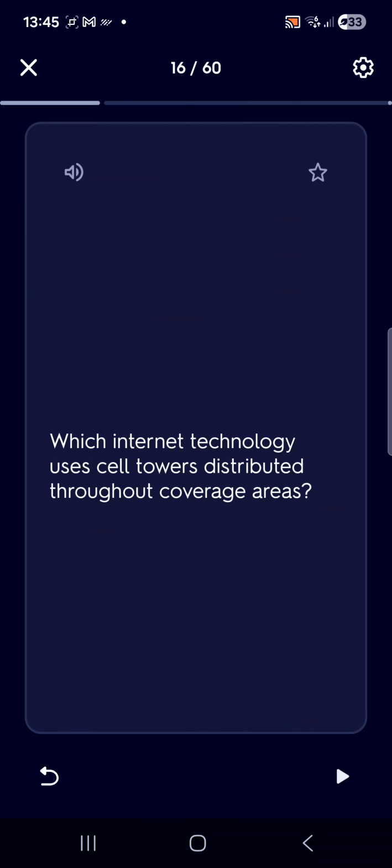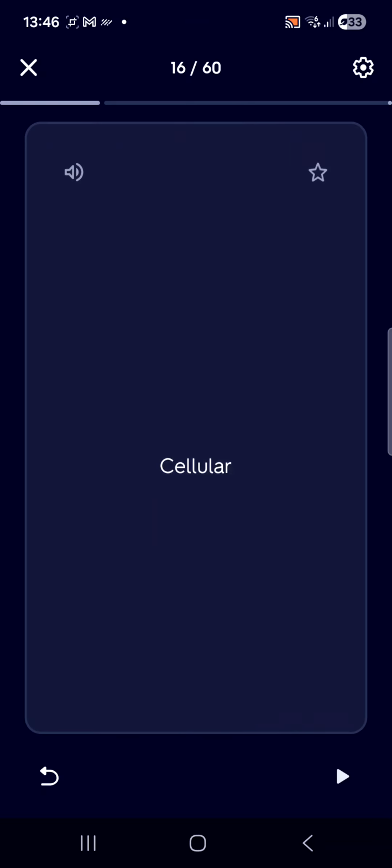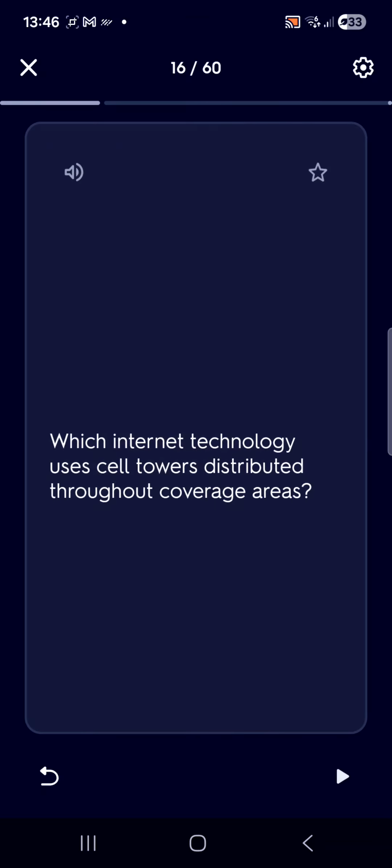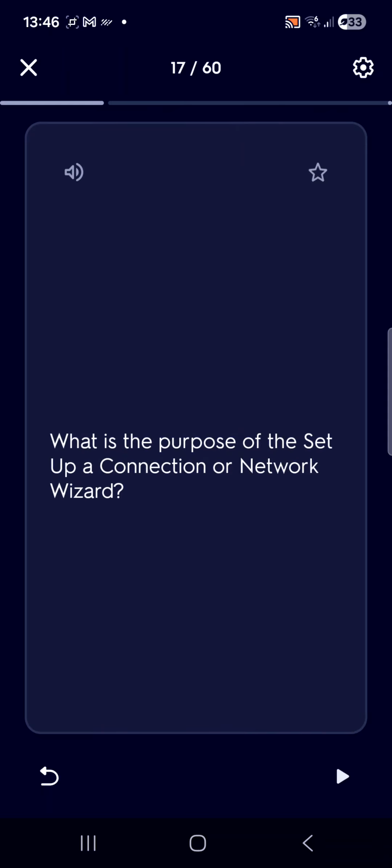Which internet technology uses cell phone towers distributed throughout coverage areas? That would be cellular. Cellular would be the internet technology that uses cell phone towers distributed throughout coverage areas. What is the purpose of a setup of a connection?